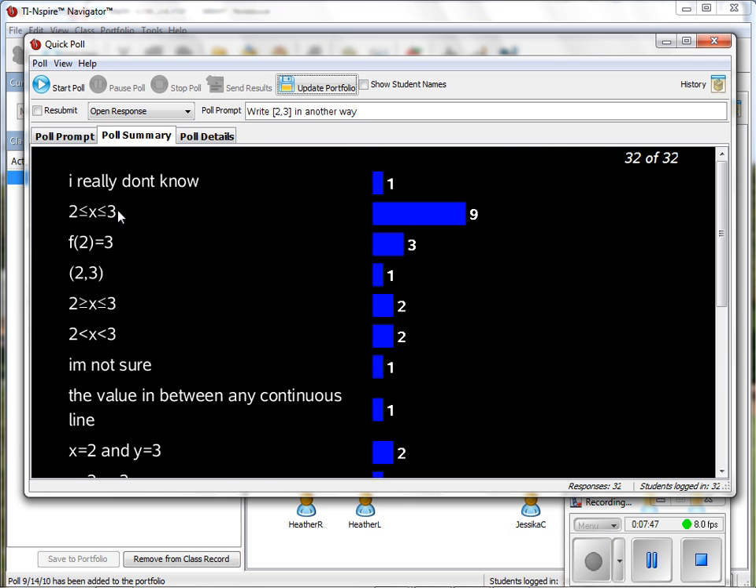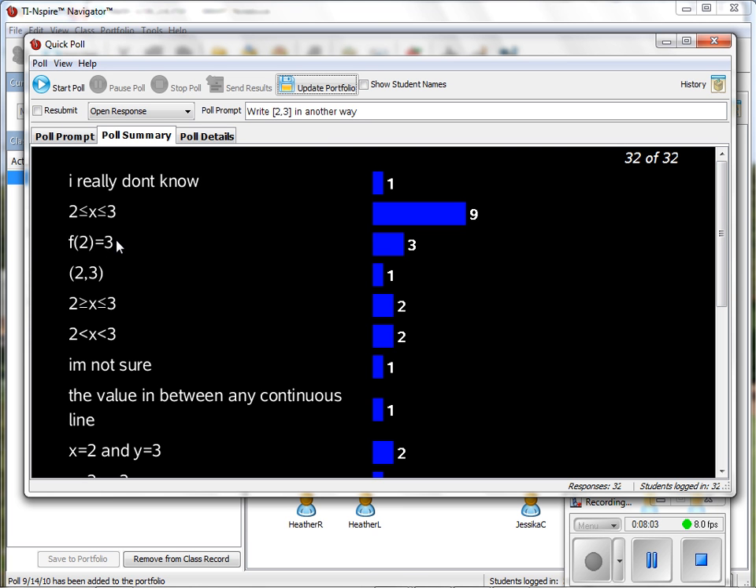2 less than or equal to x, less than or equal to 3. Yes, that's it. So if you have that answer, you are correct. And if you have something other than that, there's a few that are correct below. You just didn't say it quite that way. It is not a point.